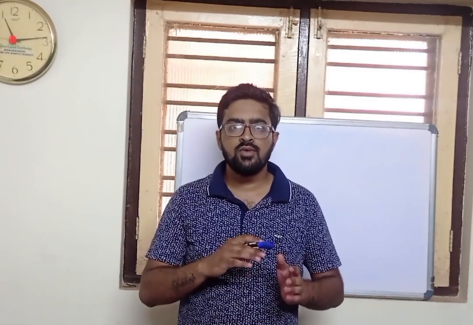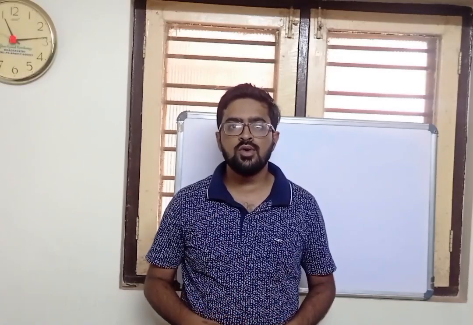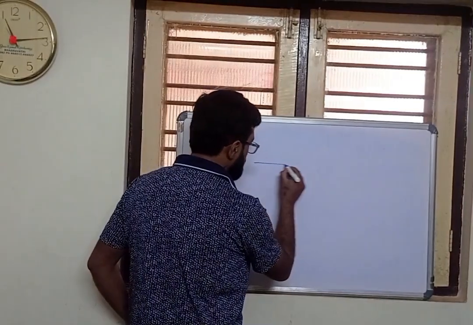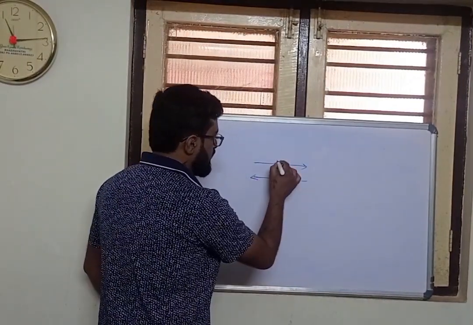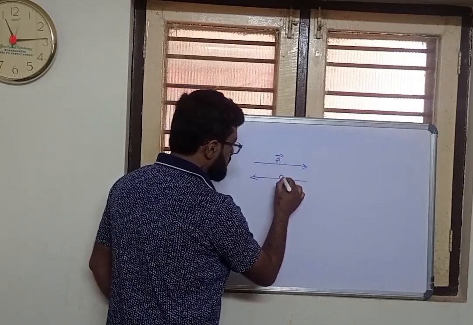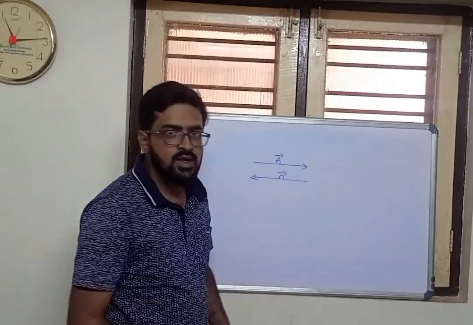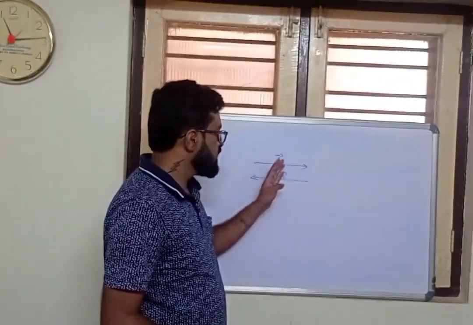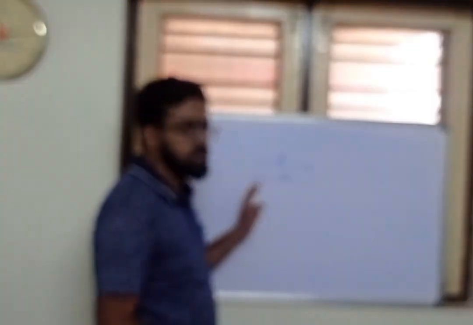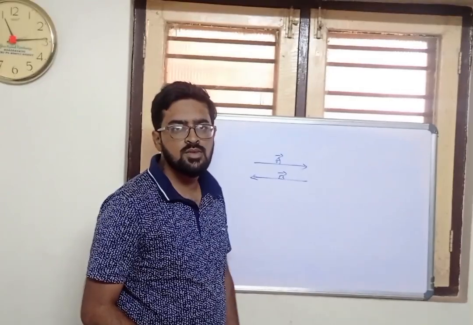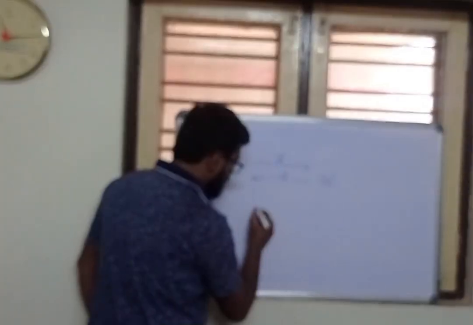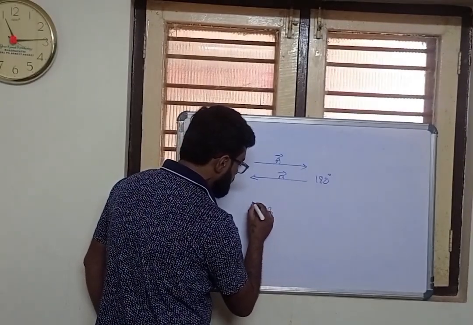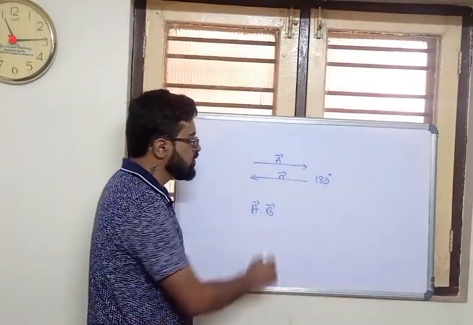That is, when two vectors are in opposite direction, what will be the denotation of scalar product? It will be like this. This is a vector, this is a vector, vector A and vector B. Vector A is in this direction, vector B is in this direction. What is the angle between them? 180 degree. So what will be the dot product of these two vectors?